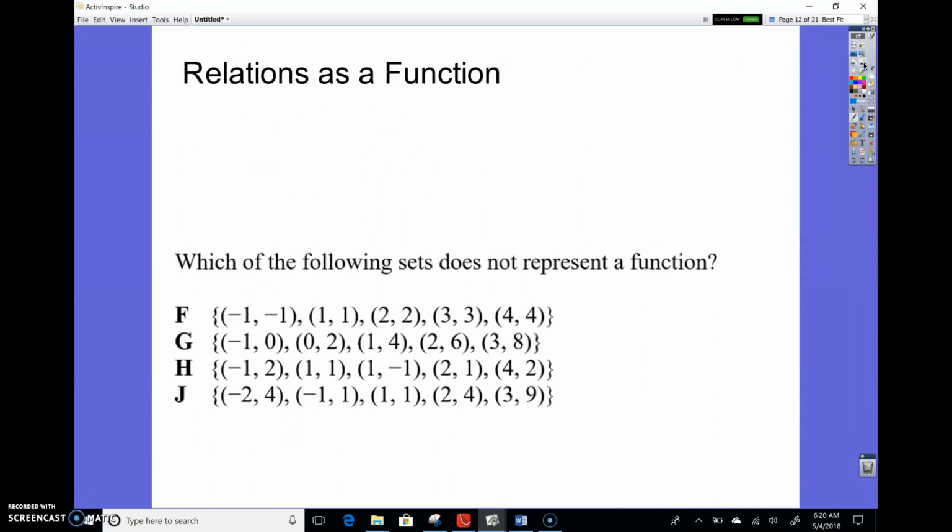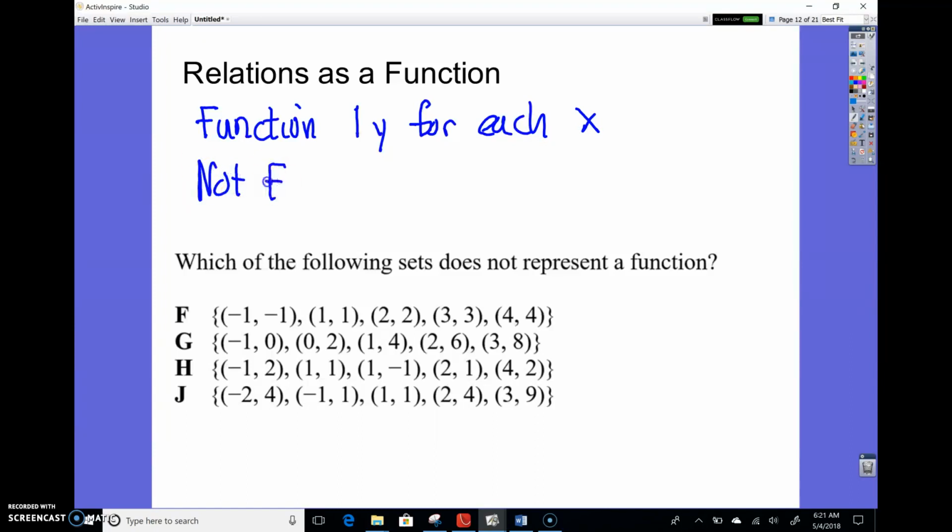Okay, relations as a function. I've done this one before, but it didn't look like I did it really well. All you're doing is looking to see if it's a function: 1 y for each x. Not a function: more than one x value. What you're looking for is more than one x value.